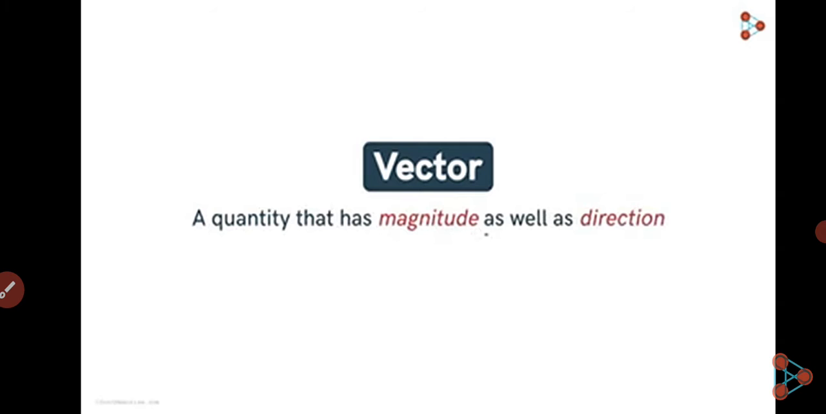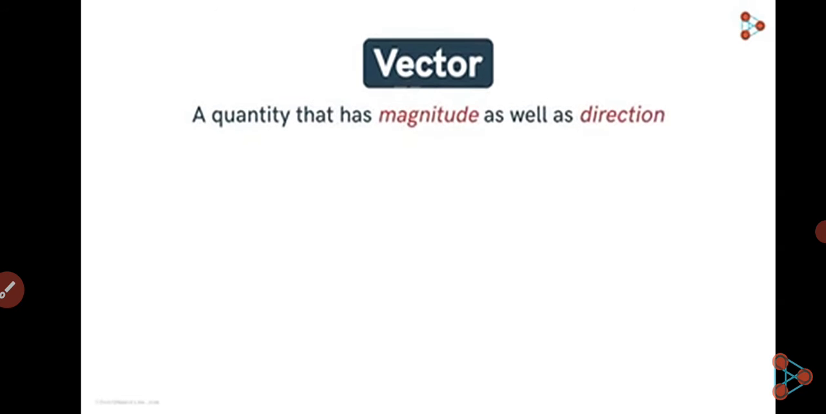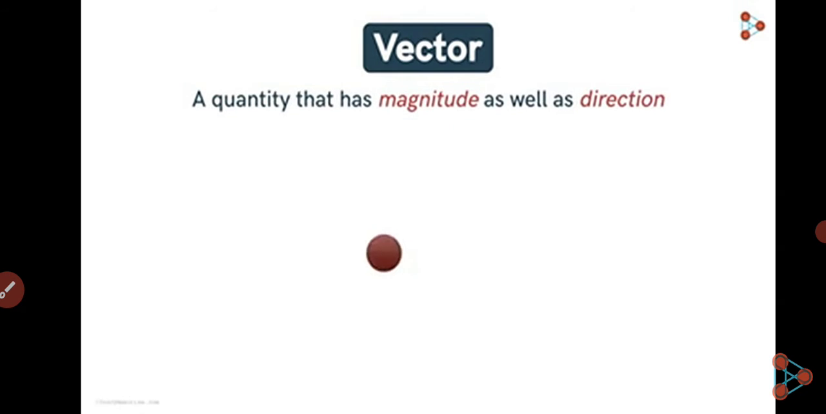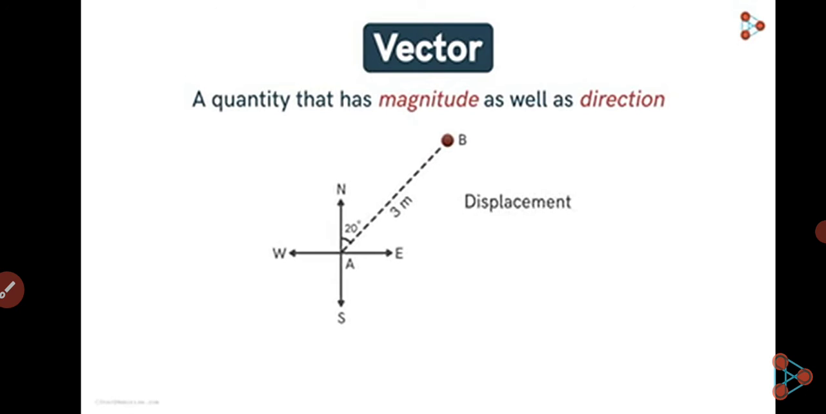Dear students, today we will talk about vectors and its types. As we know, a vector is a quantity which has magnitude as well as direction. So let us take a vector called displacement vector AB, and it is at 20 degree east to north. Dear students, you know displacement is a vector quantity. Okay, and this 3 meter is called its magnitude, and its direction is at 20 degree east to north.